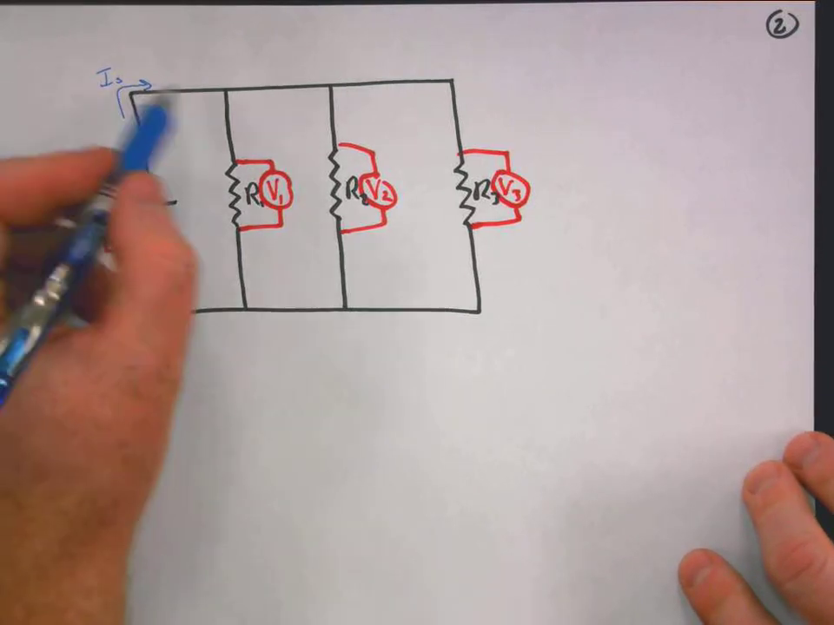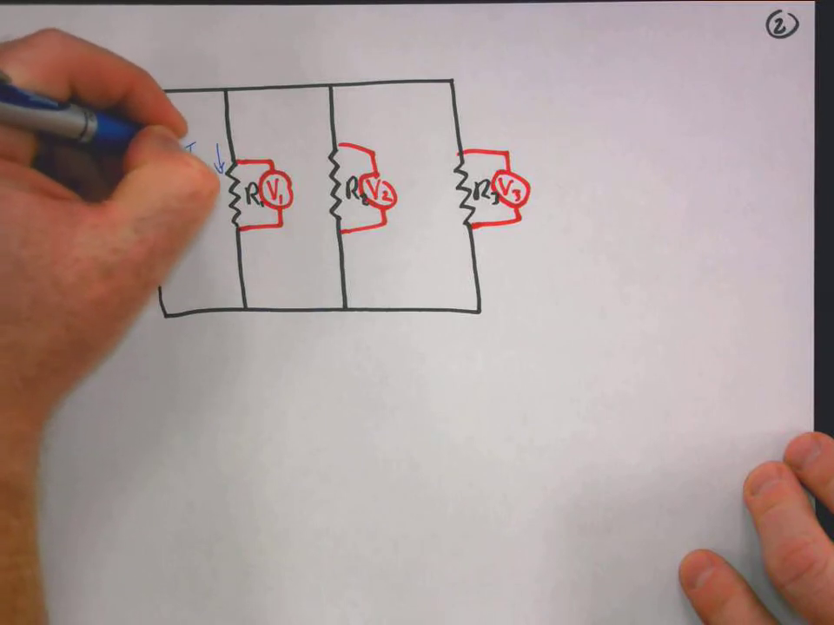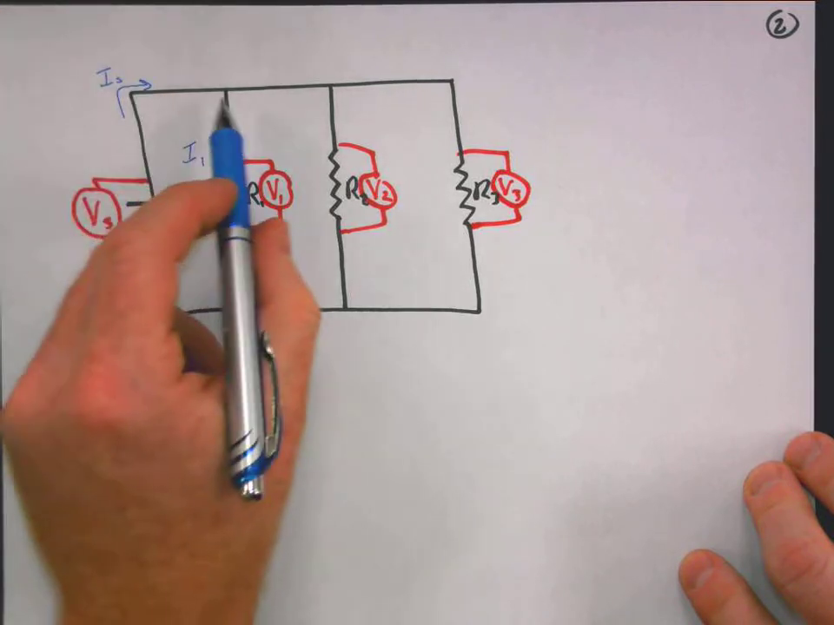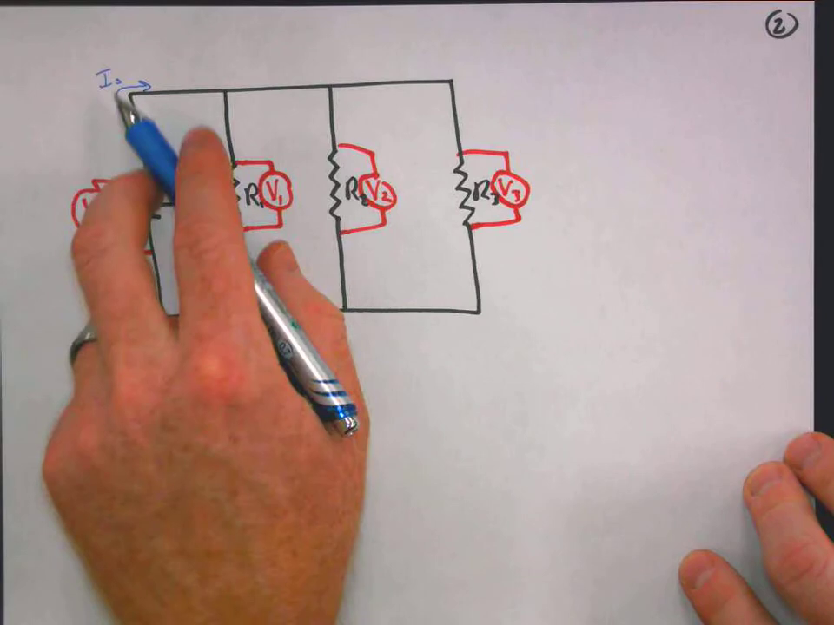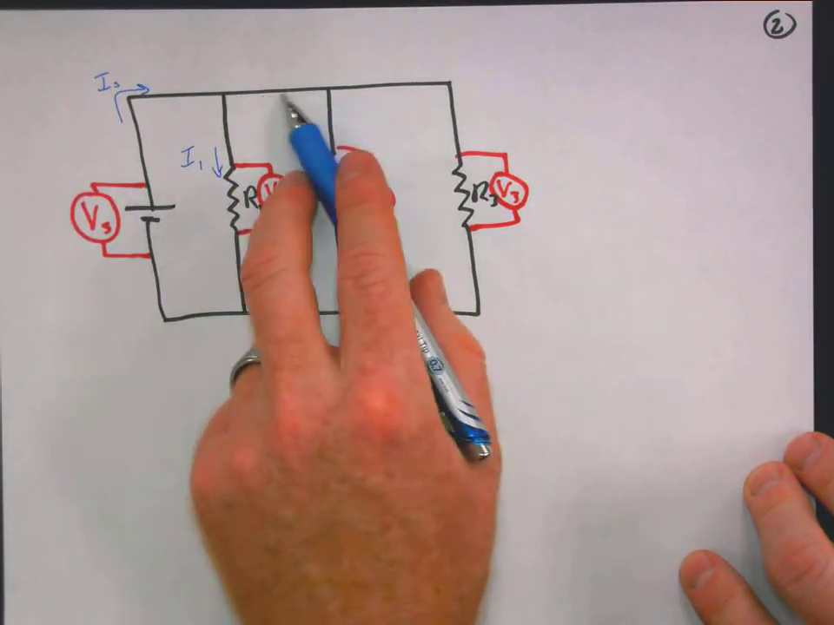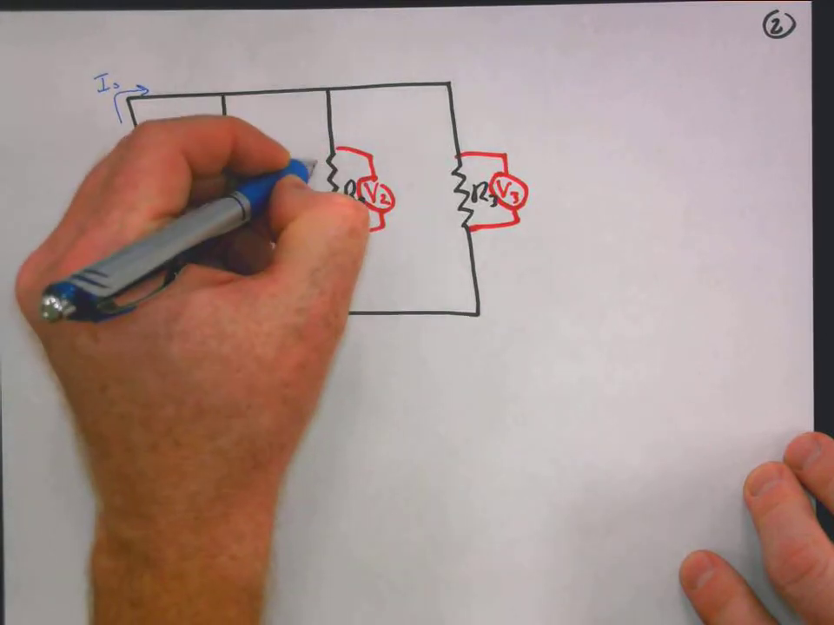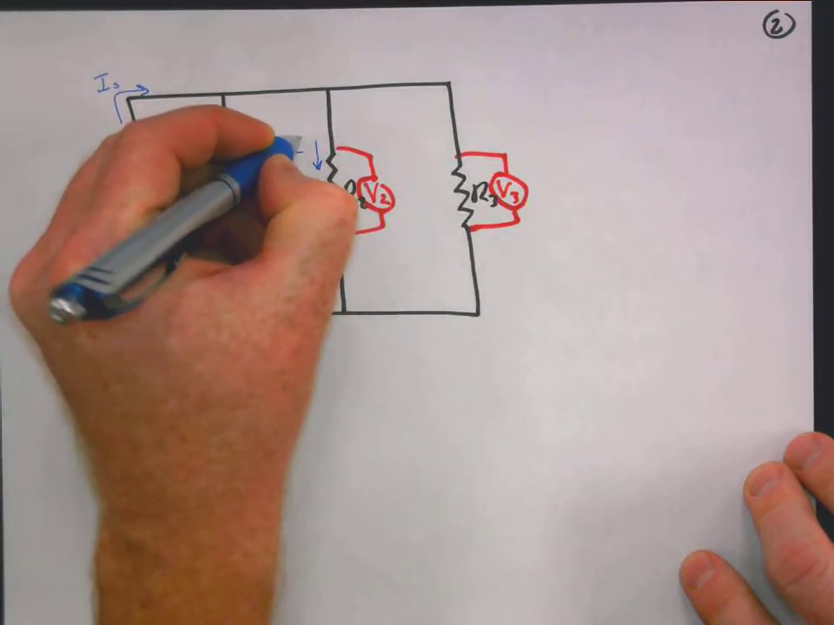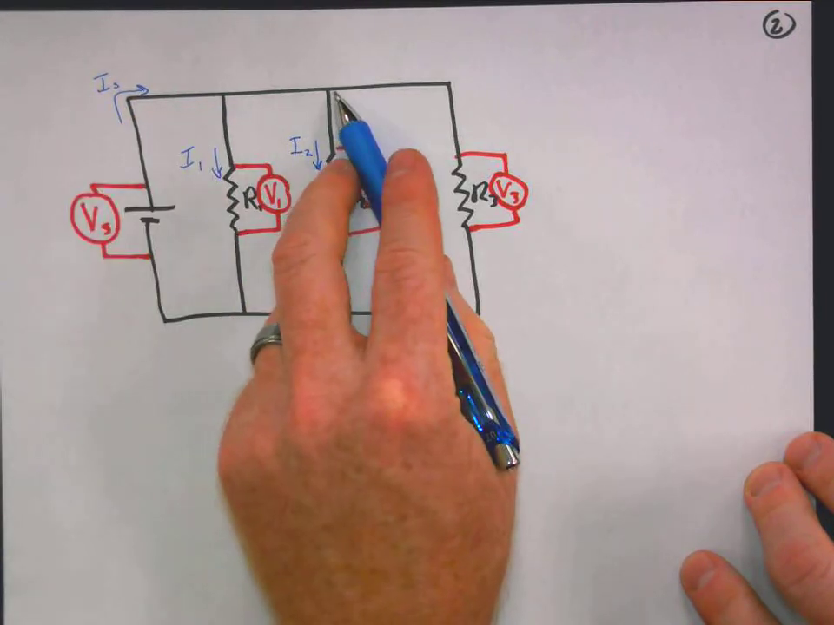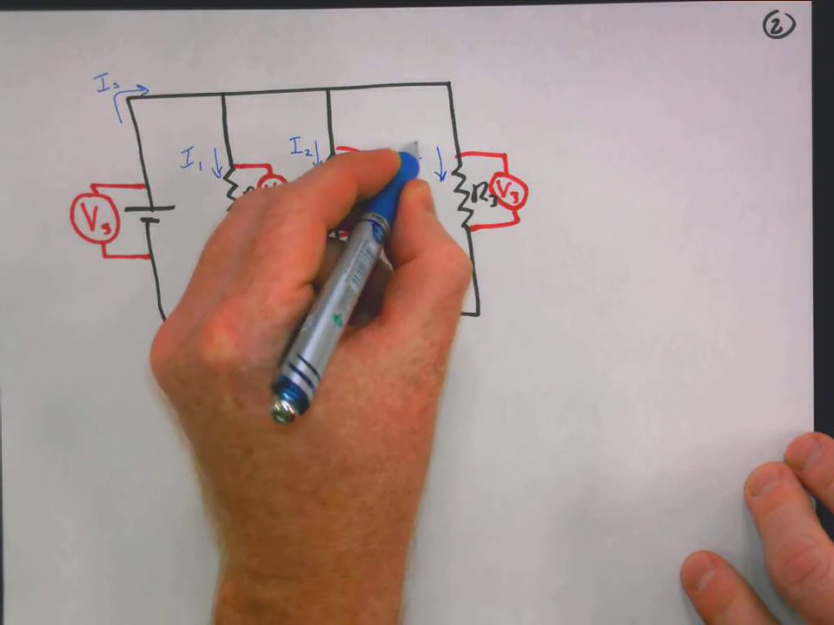And some of this current splits and goes through R1. So we have current through resistor 1. And what doesn't split off and go down here will continue this way. But from the amount that continues this way, some splits off and goes through R2. That would be current 2. And the remainder goes this way and travels through R3. That would be current 3.